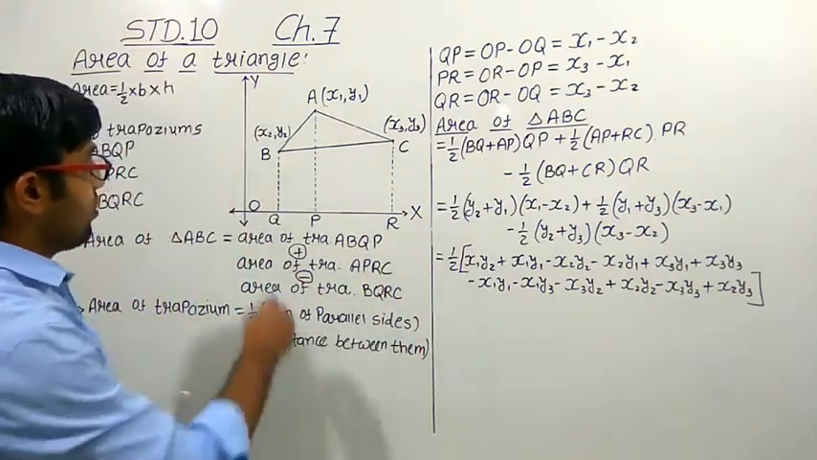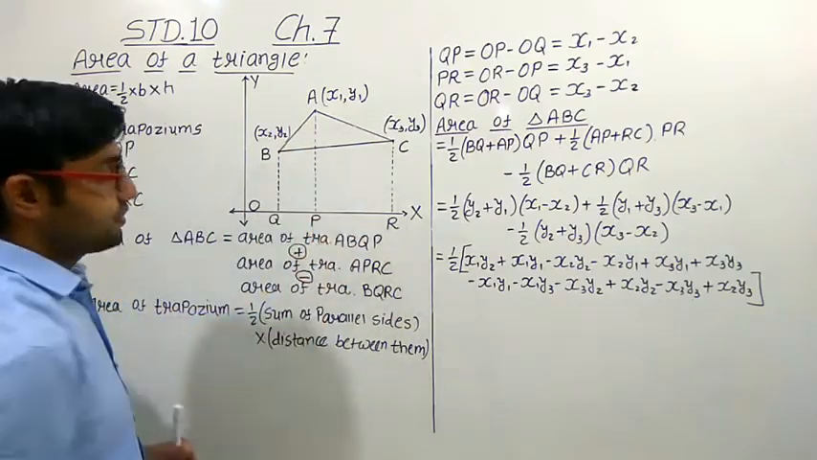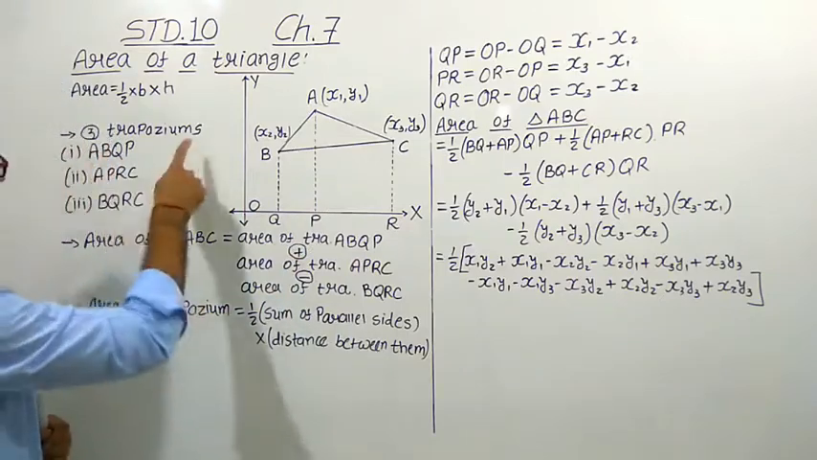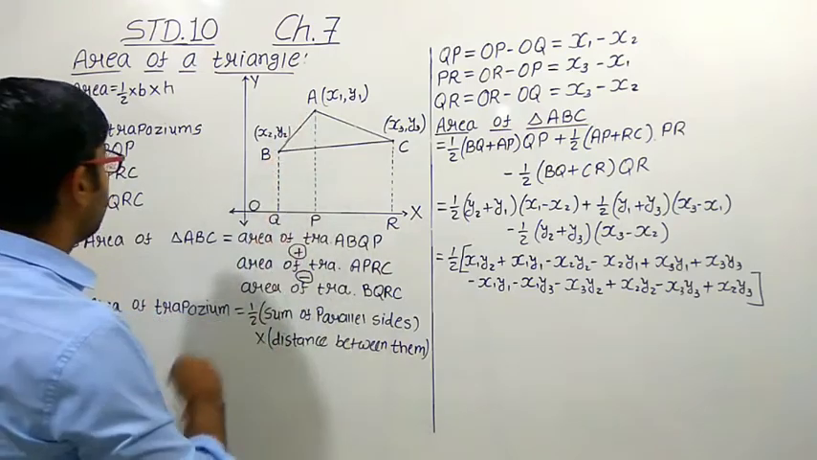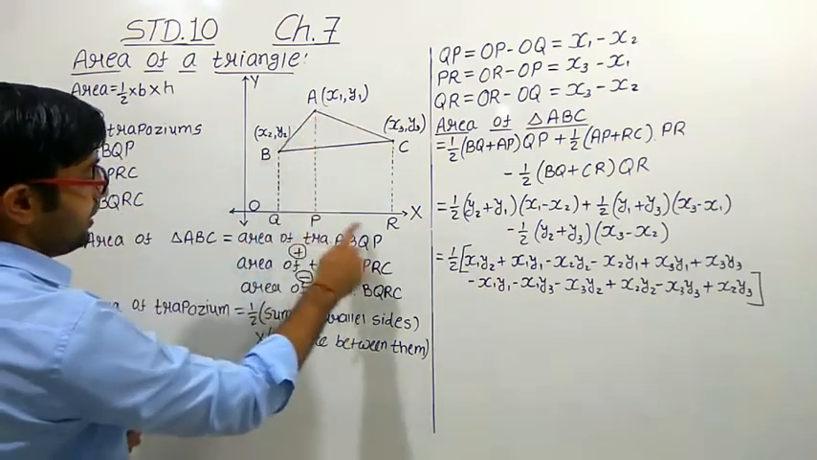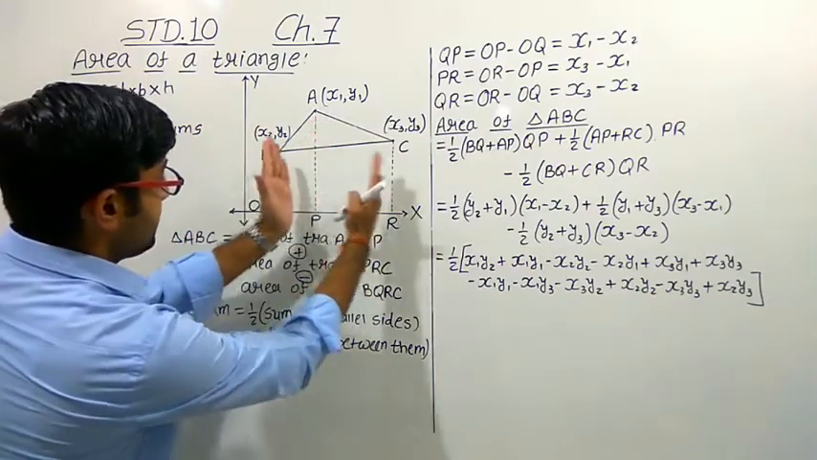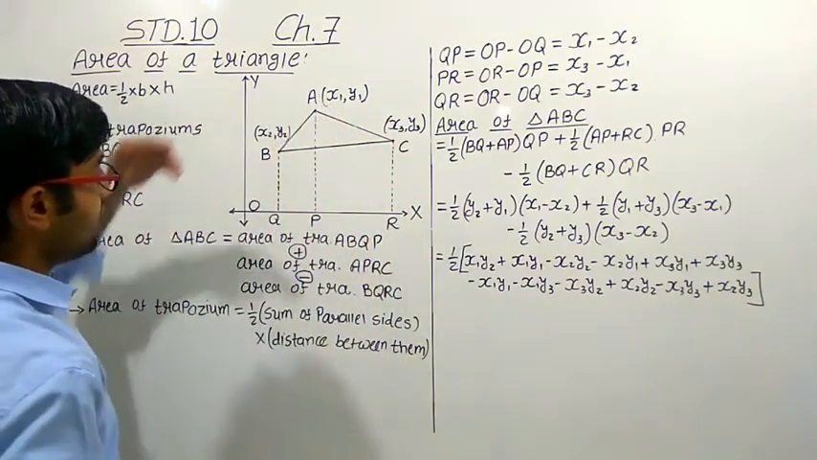So here we have to notice one thing: whenever we draw these perpendiculars, three trapeziums are formed here. How many? Three trapeziums are formed here. One trapezium is ABQP. Second one is APRC. This is the first trapezium, this is the second trapezium, APRC. And the third one is BQRC.